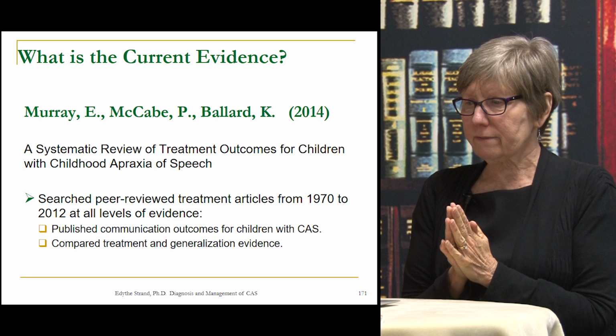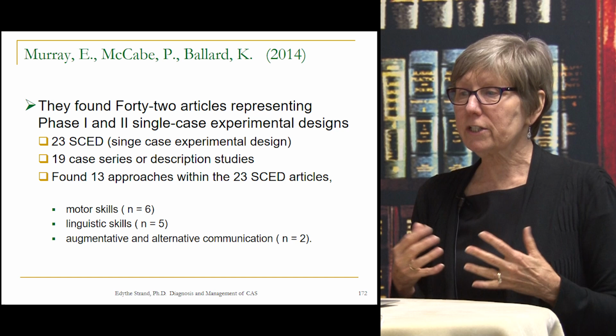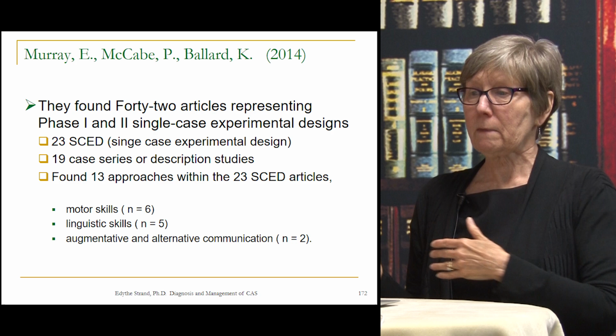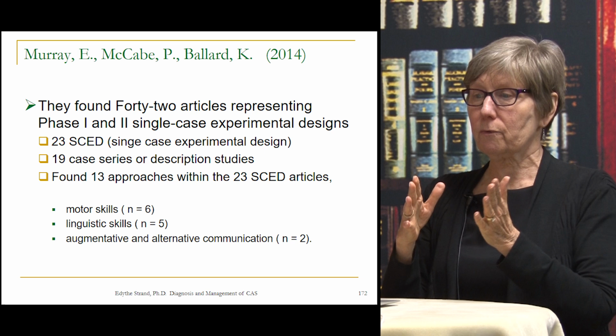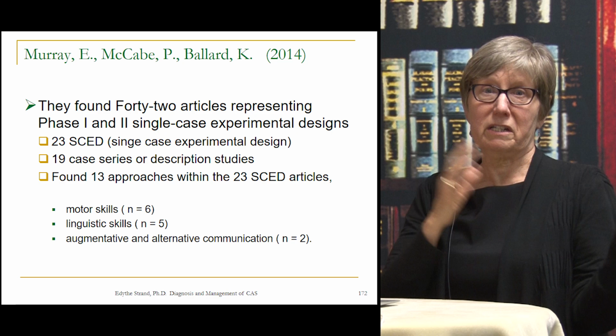So they looked at all levels of evidence for articles that actually published communication outcomes for children with CAS, and they compared treatment and generalization evidence. They found 42 articles that represented phase one and two studies. Of single subject design, they found 23 that were single case experimental designs. So these would be like multiple baseline designs across different words and then repeated across children or whatever. They found 19 case series or more case description studies.